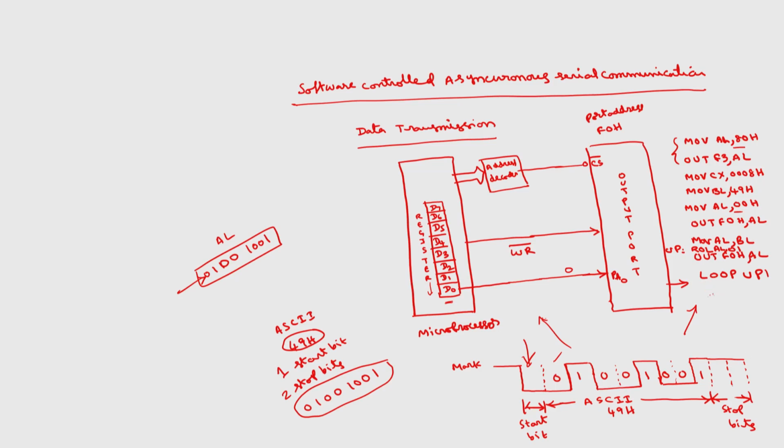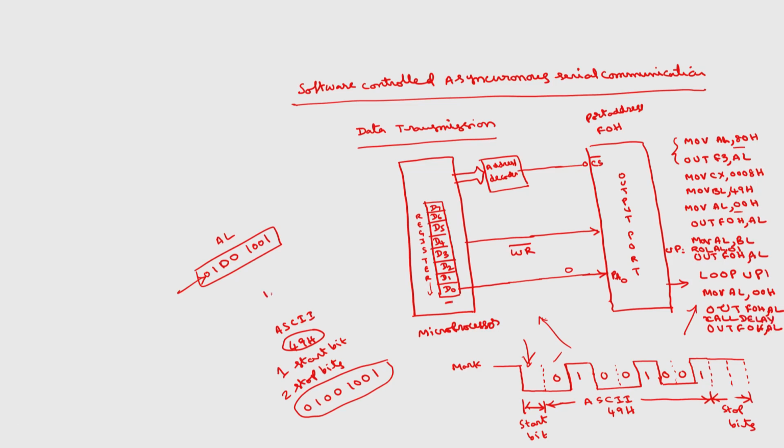Then you transmit 2 stop bits: MOV AL, 00H, OUT F0H, AL, then again OUT F0H, AL. In between I have to give delay, CALL delay. So, what should be this delay?